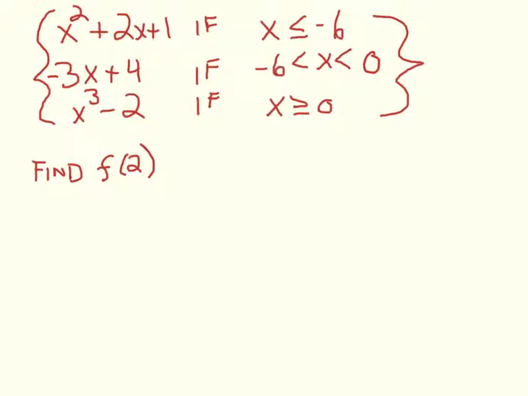And what you want to pay attention to especially is this or equal to sign here. If, for instance, we find f of -6 in this case, it would have to go to this equation because this one is less than or equal to. This one here says that it is greater than -6. So if it has to find f of -6, it would actually be plugged into that first equation.